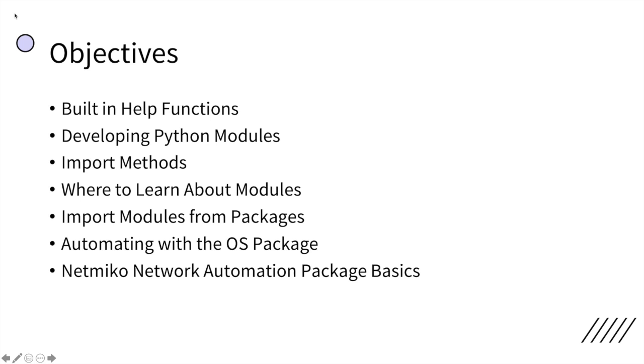We're going to be covering and going a little in depth with the OS package. It's one of the ones I like to use a lot, but it's also very useful when it comes to automating your own system and working with your system through Python. And then finally, we're going to start to put together all this work that we've done with Python up to this point, and we're going to start working on some actual network automation using the Netmiko package. So we'll be covering Netmiko network automation package basics.